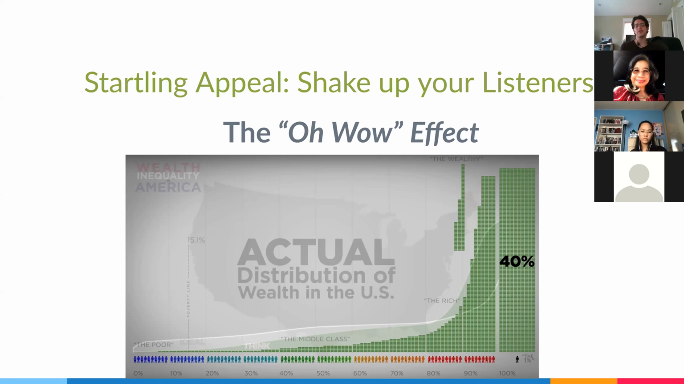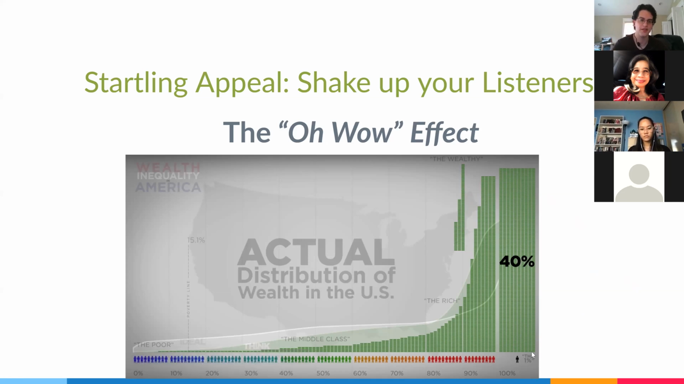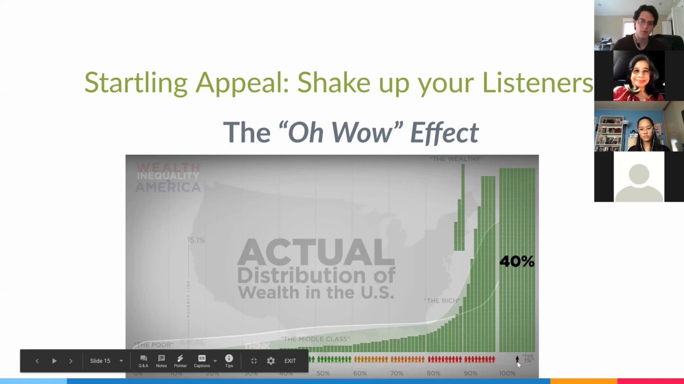You can also use startling appeal. You can try to shake up your listeners out of their apathy. You can try to immediately hook them with an interesting quote, an interesting fact, an interesting statistic. The oh wow effect takes place when you're able to immediately demonstrate a startling comparison. So, I use this graph in particular because it represents the wealth distribution in the United States. It represents how, if each one of these bricks of money is $1 million, how much is owned by 1% and how little is owned by the remaining 99%.